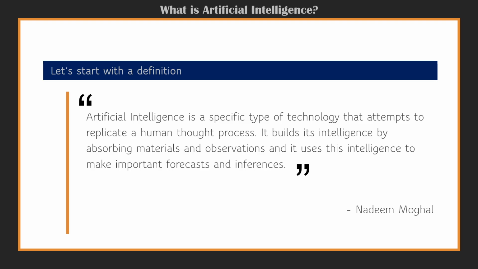Artificial intelligence is a very specific type of technology that attempts to replicate a human thought process. It builds its intelligence by absorbing materials and observations, and it uses this intelligence to make important forecasts and inferences. This is my definition. My name is Nadeem Ogle, and I'm relying upon this definition really to make a few points come across.